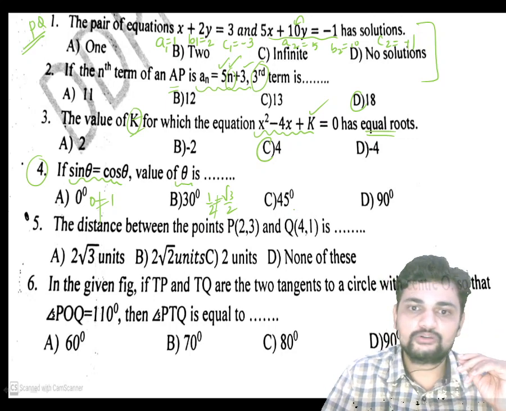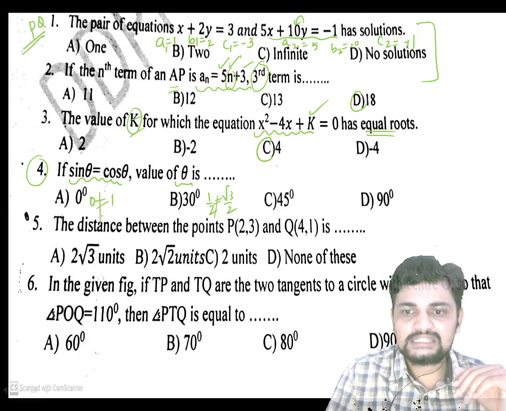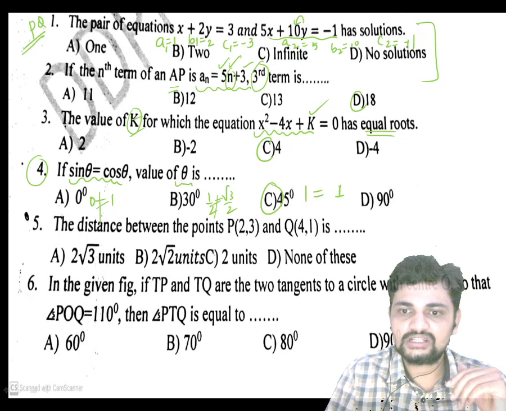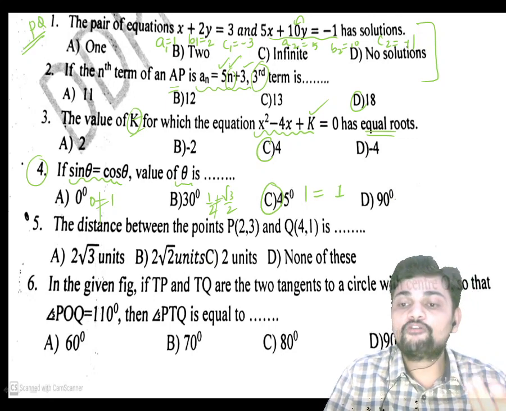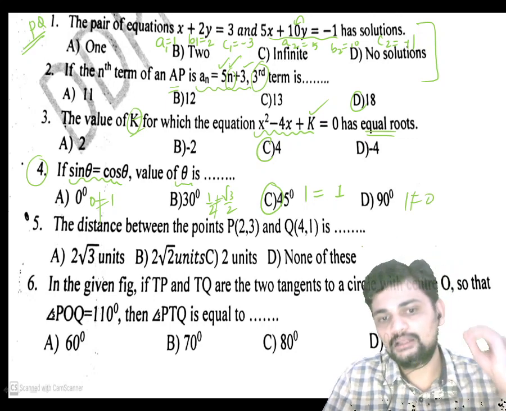45 degrees, let me substitute. So it's a trial and error method, hit and trial method. So option C, sine 45 degrees and even cos 45 are equal. So obviously option C is correct. If you go for option D, sine 90 is 1, cos 90 is 0. So obviously they are not equal.